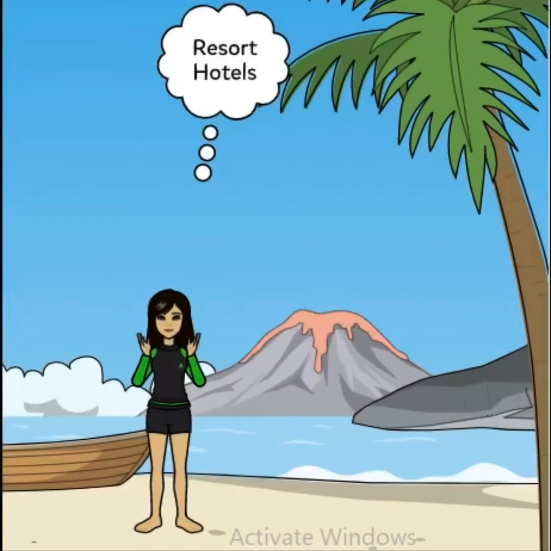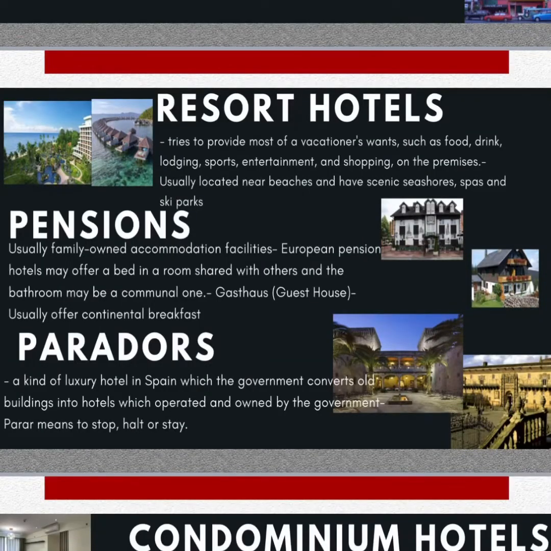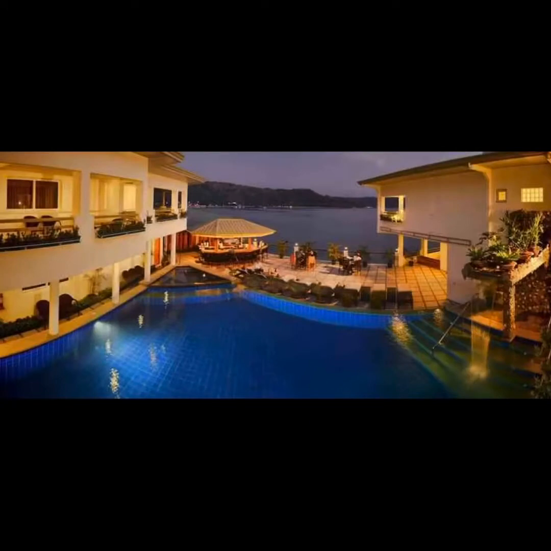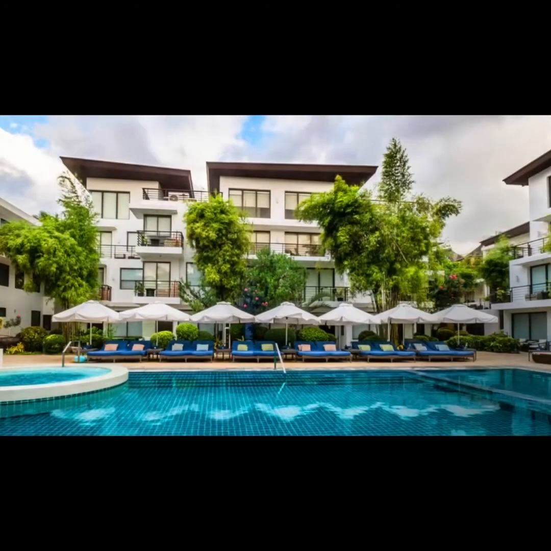Resort hotel tries to provide most of vacationers' wants such as food, lodging, sports, and shopping on the premises. A resort is a facility that offers other amenities besides accommodation and dining. It is usually located near beaches and scenic seashores. Their main purpose is to provide entertainment and recreational activities to their guests. Resorts are best for travelers who like to participate in planned activities, as well as those who are less adventurous or do not want to expend a lot of effort in structuring their vacation.